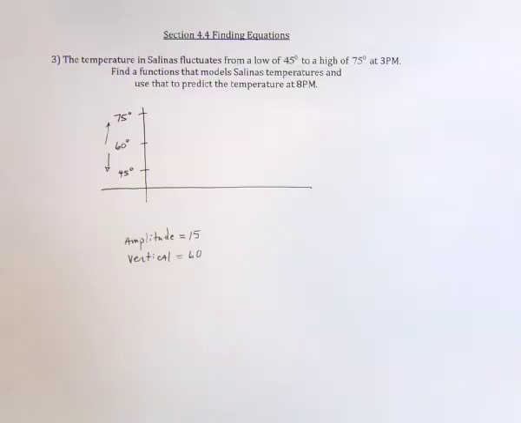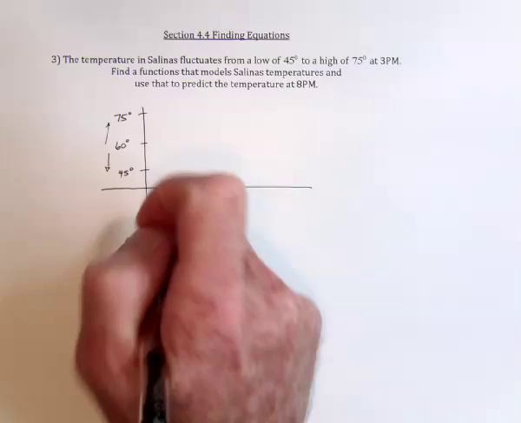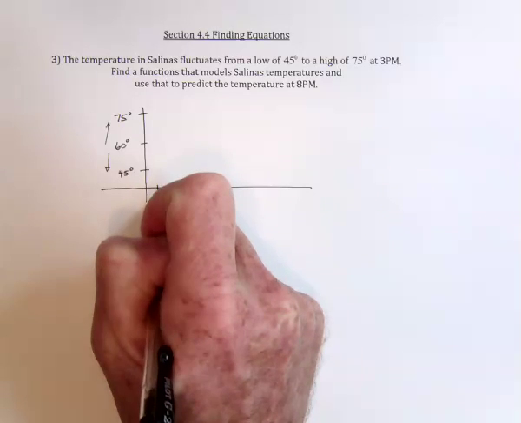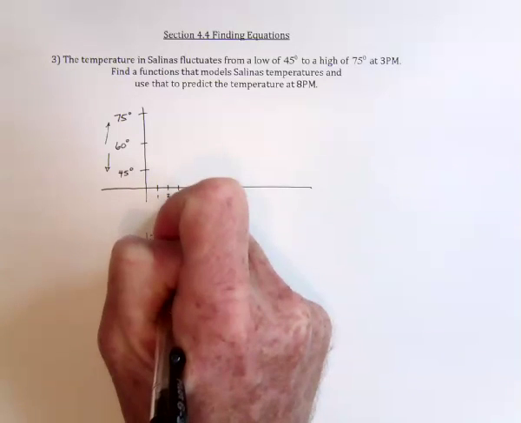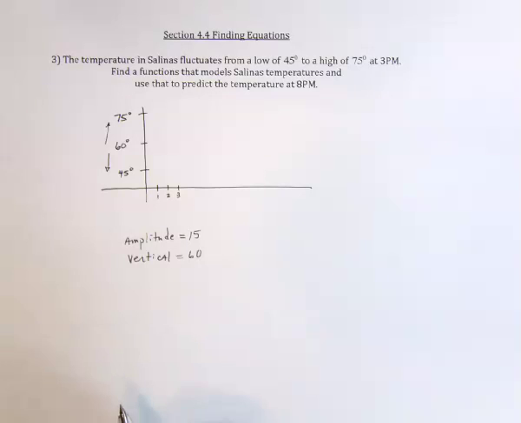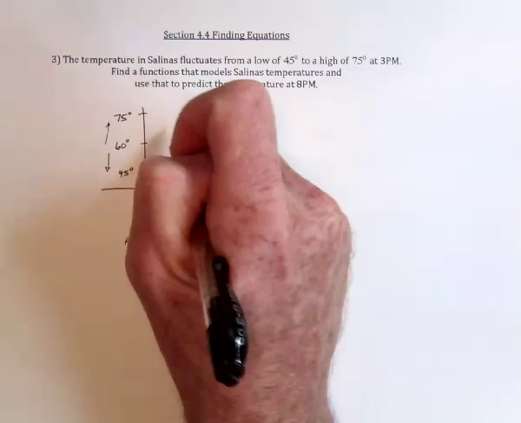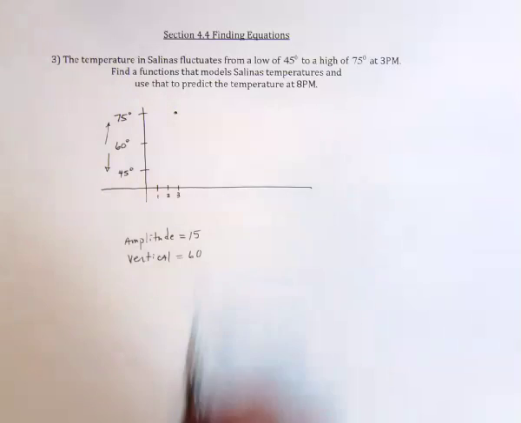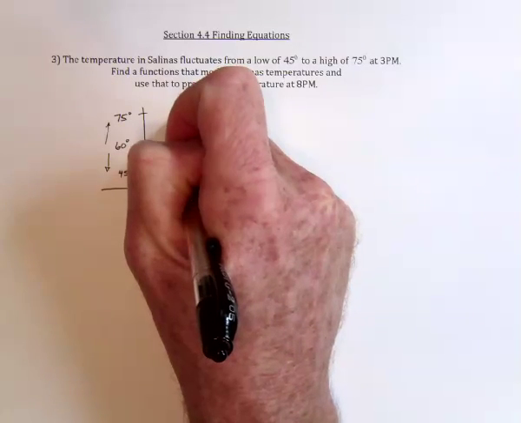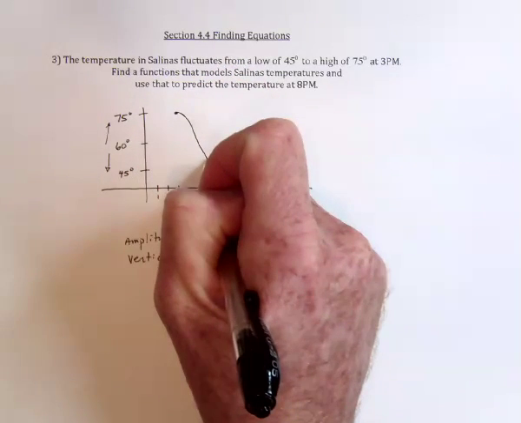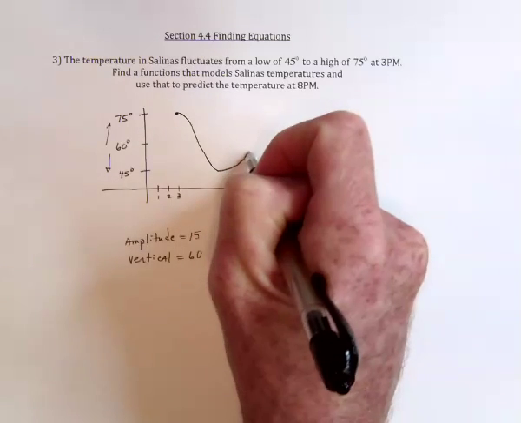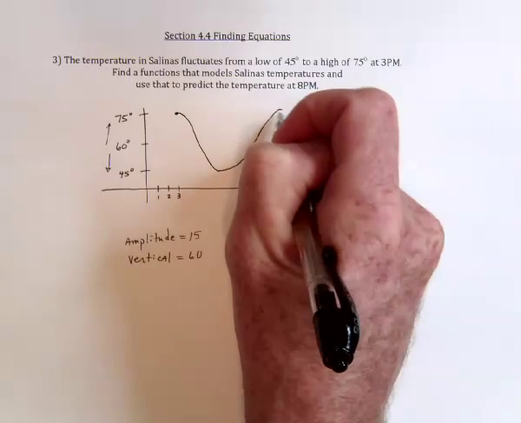Now we need to know some x information. Like, it's got a high temperature of 75 at 3 p.m. So I'll put this as 1 p.m., 2 p.m., 3 p.m. And then 75 degrees at the highest. And then have it fluctuate. So as the evening comes, it gets colder. Sometime in the middle of the night, it's the coldest. The sun comes up and it gets warmer again the next day.